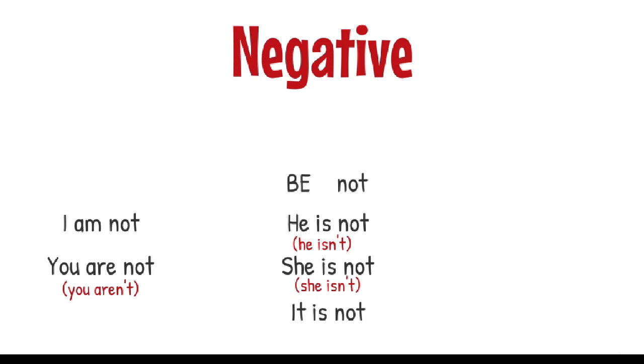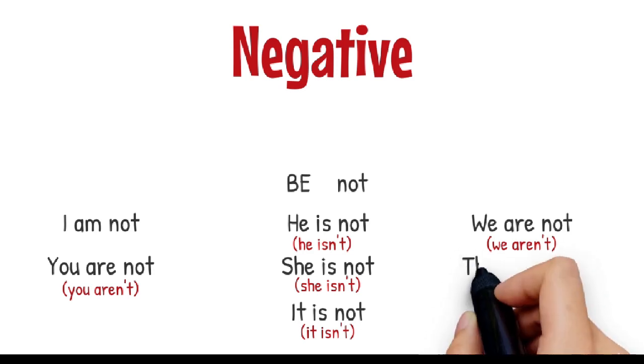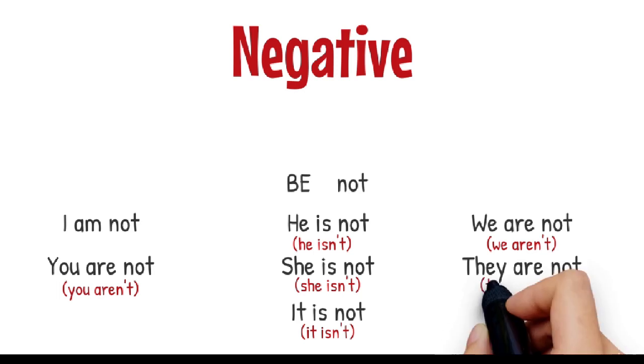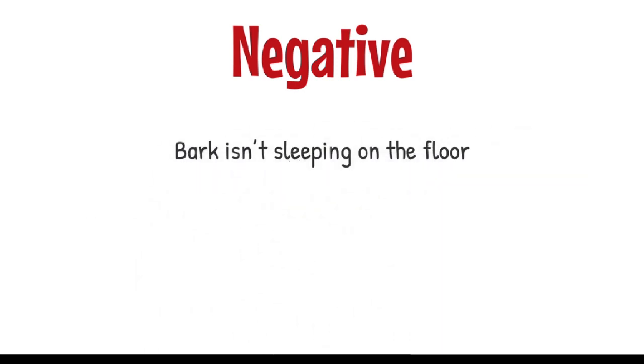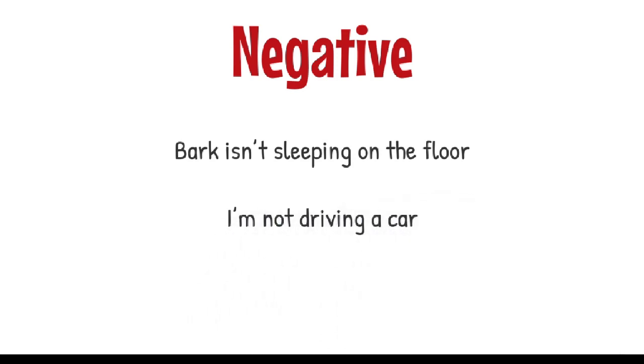Or it isn't. We are not, or we aren't. They are not, or they aren't. Bart isn't sleeping on the floor. I am not driving a car.